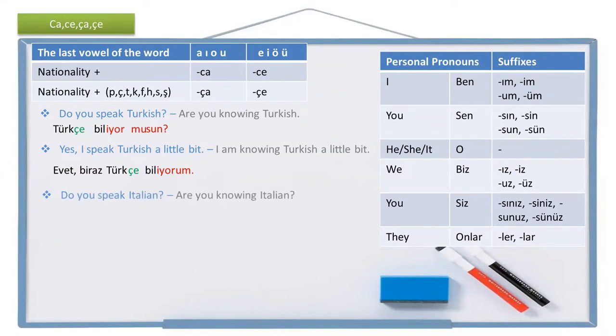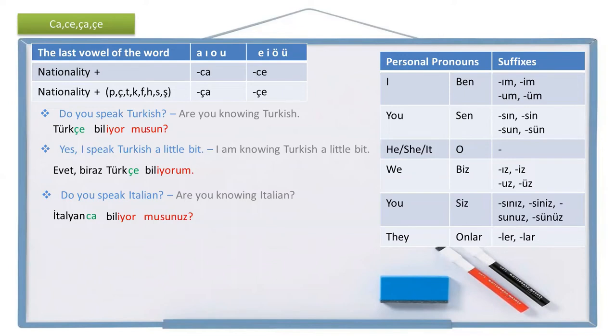Let's see another example. Do you speak Italian? But we are going to write it as, are you knowing Italian? So, Italian as a nationality is İtalyan. With the suffix ca, Italian language is İtalyanca. Know, bil, knowing, biliyor. The question suffix, biliyor mu, and are you knowing, biliyor musunuz? Because the personal pronoun suffix is the plural you. So do you speak Italian?